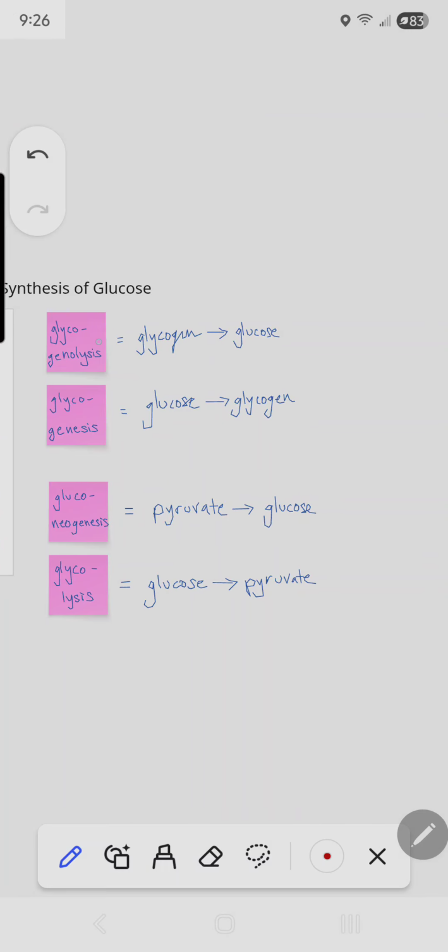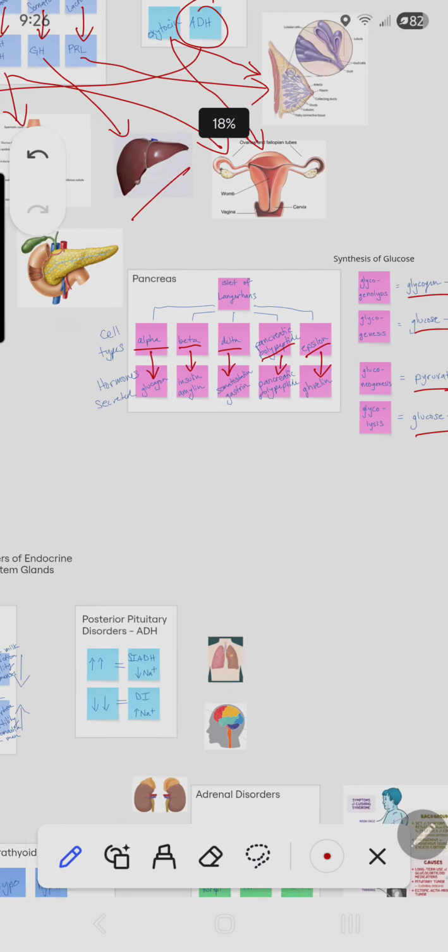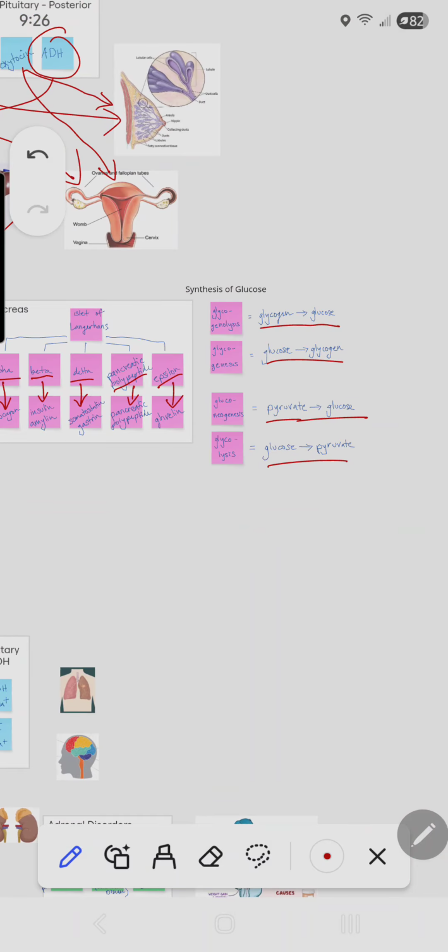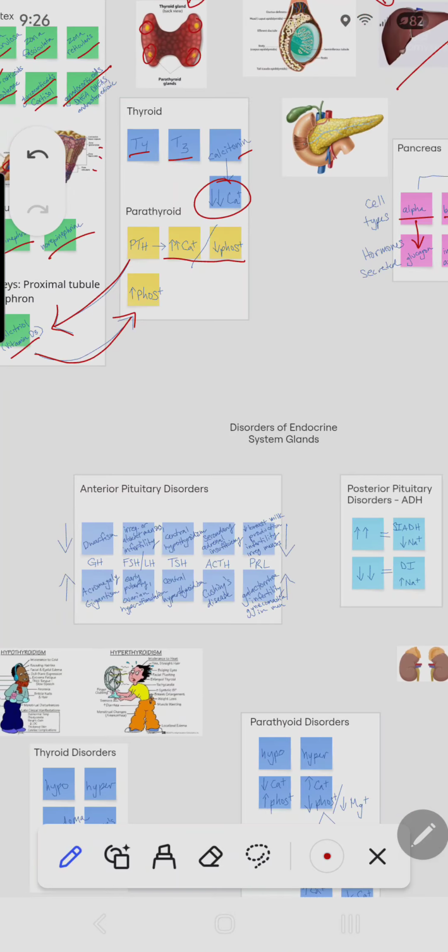We have glycogenolysis, which is where we convert glycogen to glucose. We have glycogenesis, which is going to convert glucose to glycogen. Gluconeogenesis, which is going to take an acid called pyruvate and make glucose. Or glycolysis, which is going to in turn take glucose and turn it into pyruvate. And so as you can see, the body does different things to help regulate glucose if it's insufficient, or break it down if there's too much.